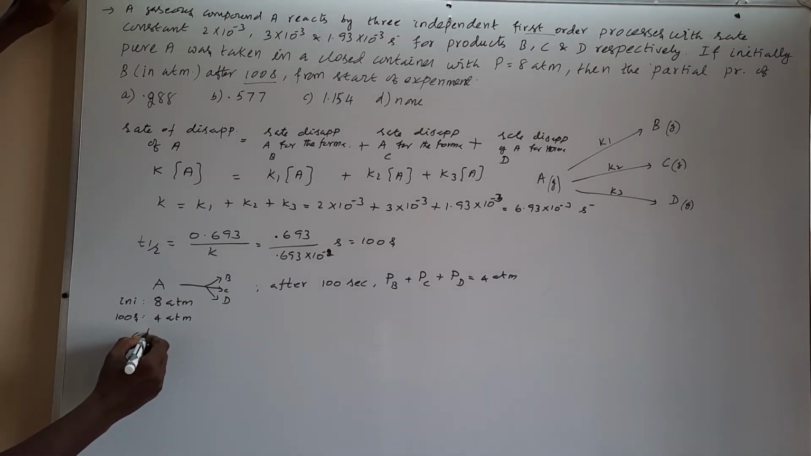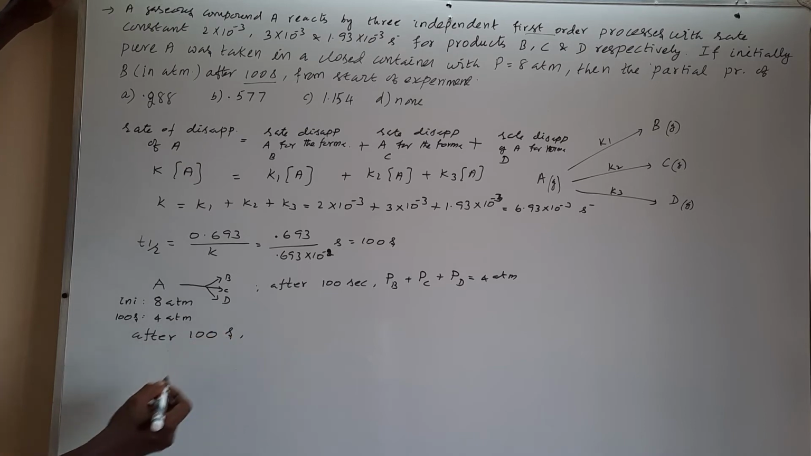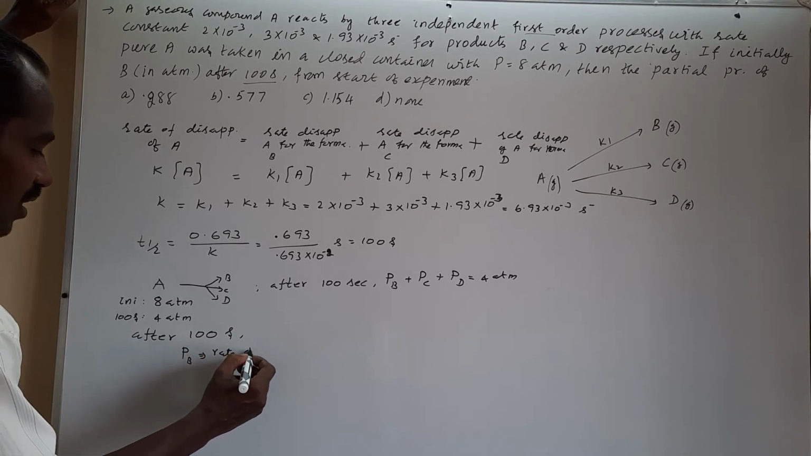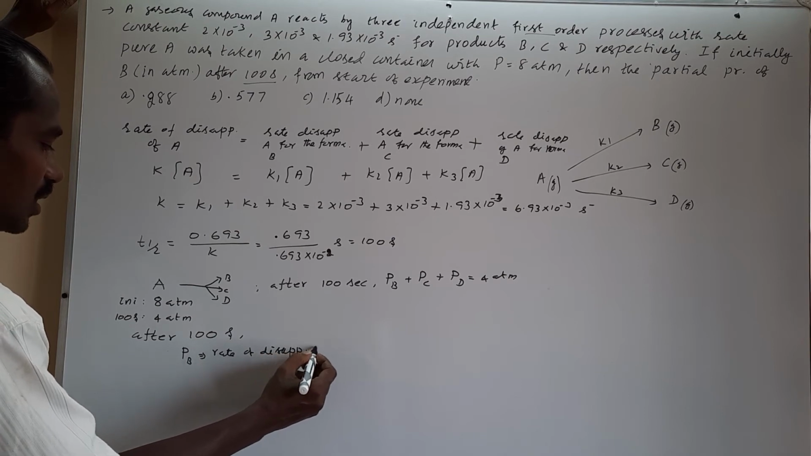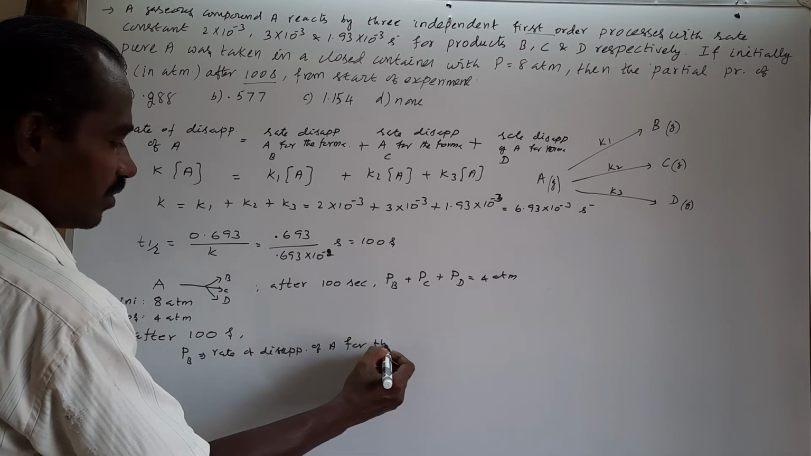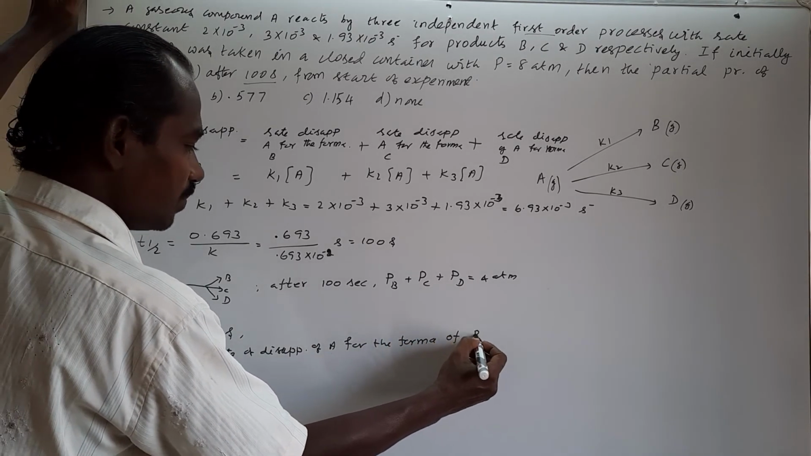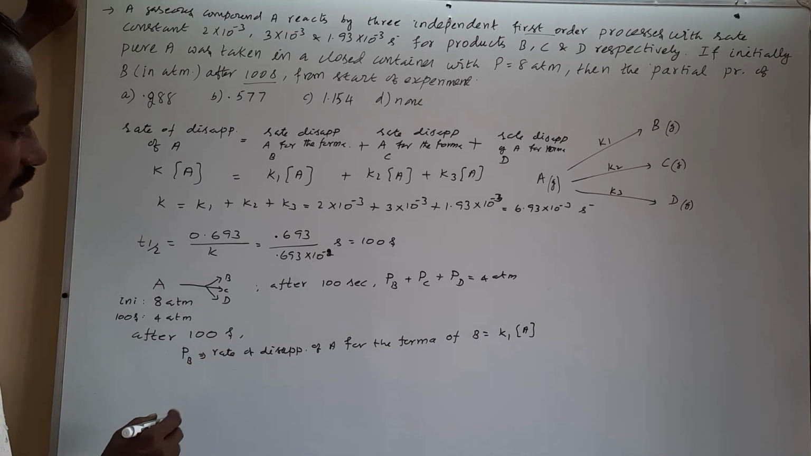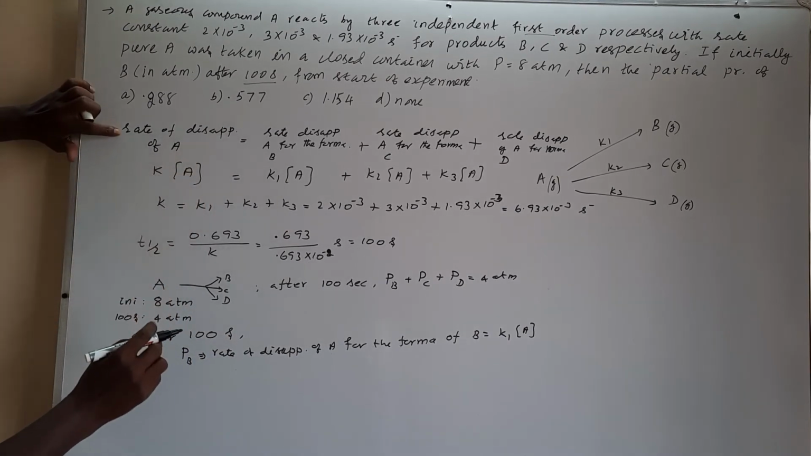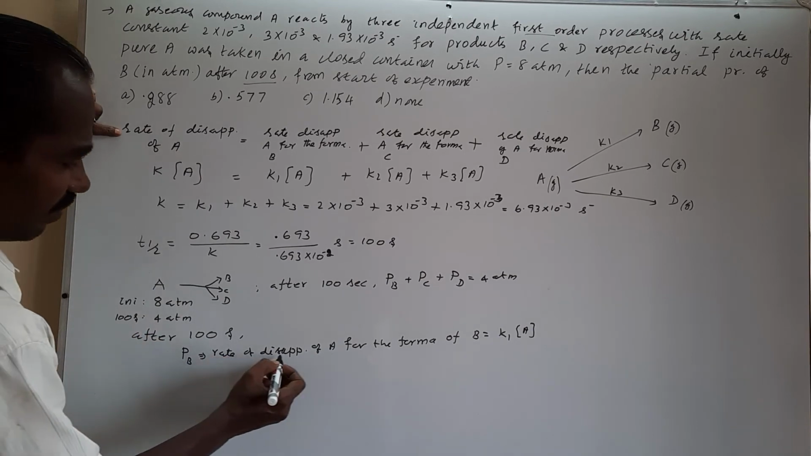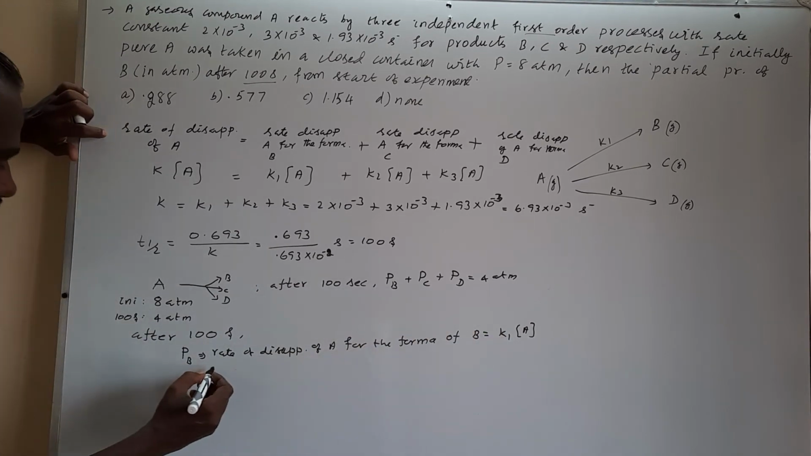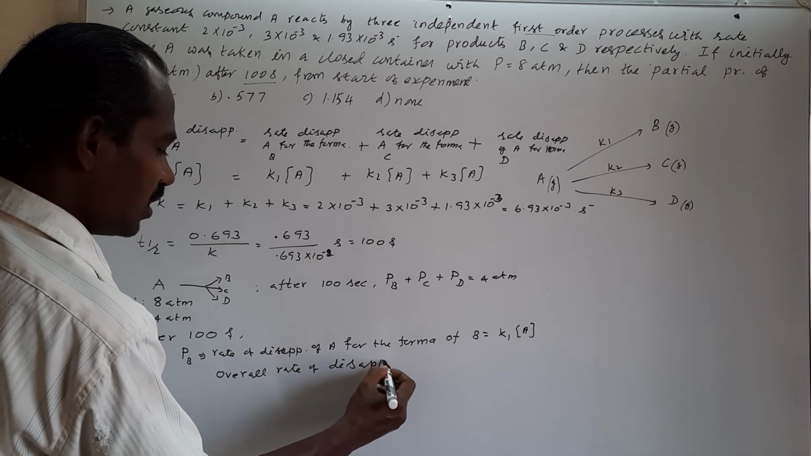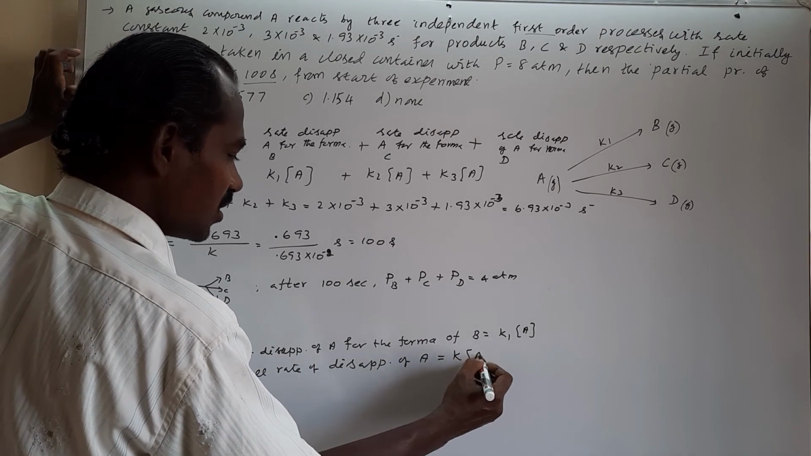So after 100 second we want the pressure of B. The pressure of B is related to the rate of disappearance of A for the formation of B, which is K1 into the concentration of A. Overall, the rate of disappearance of A is equal to K into the concentration of A.